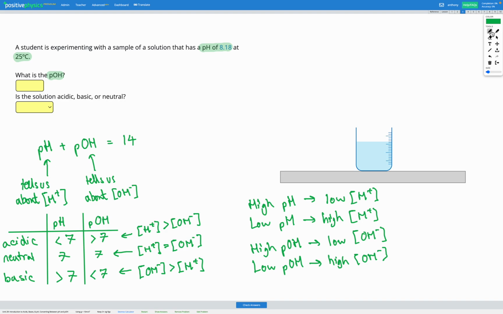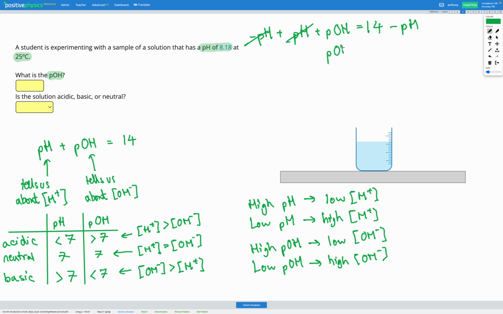So we know we have our equation, pH plus pOH is equal to 14. We're trying to find pOH. So let's subtract pH from both sides of our equation. That way pH will cancel on the left. We're left with pOH is equal to 14 minus pH.